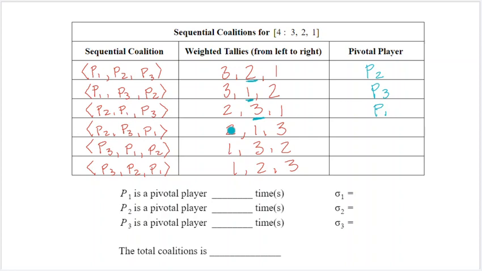Is 2 votes enough to win? No. If we add in another vote, now we have 3 votes. Is that enough to win? No. If we add in 3 more votes, now we have 6 votes. That is enough to win. So player 1 is our pivotal player.